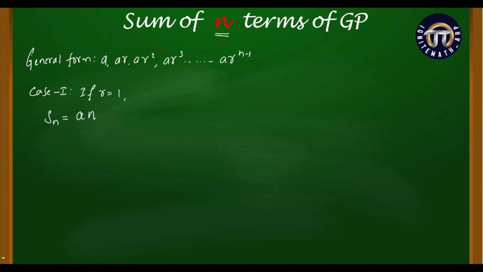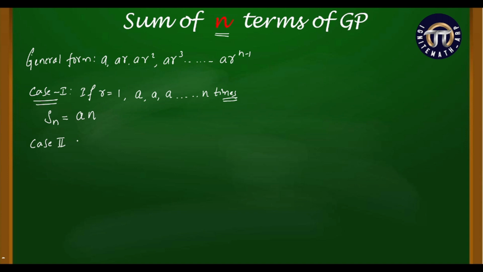Why is it so? Because if R is equal to 1, each term would be A, and it is going to be n times. So the sum of n terms would be Sn is equal to A into n. Clear, children? So now case number 2.